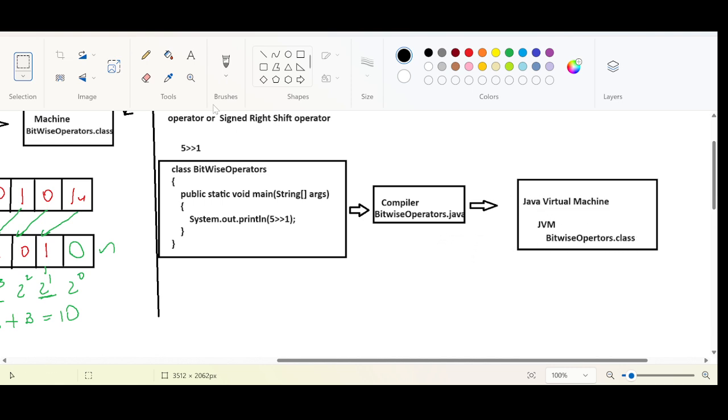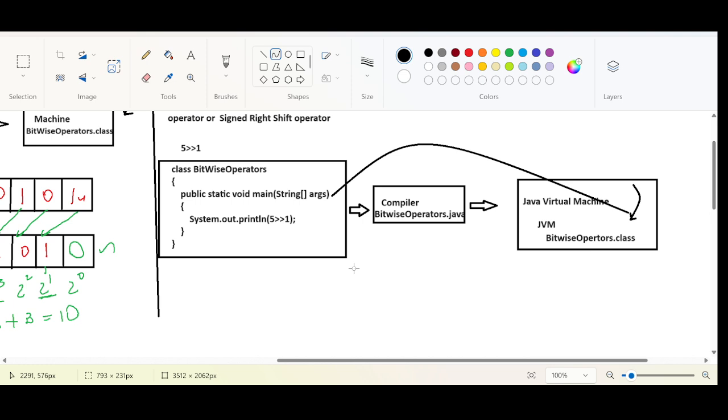As soon as the .class file is loaded, the JVM is going to create a main thread. The job of the main thread is to fetch the main method. Obviously, the main method exists. The main method is over here, and it will execute each and every instruction present inside the main method. This is the instruction. The instruction says 5 right shift 1. So the same thing will happen internally.